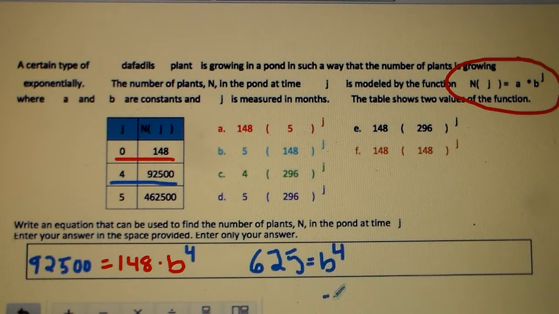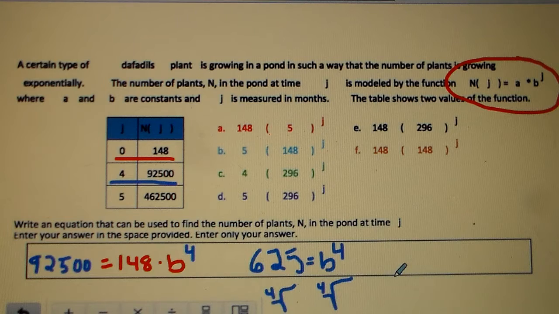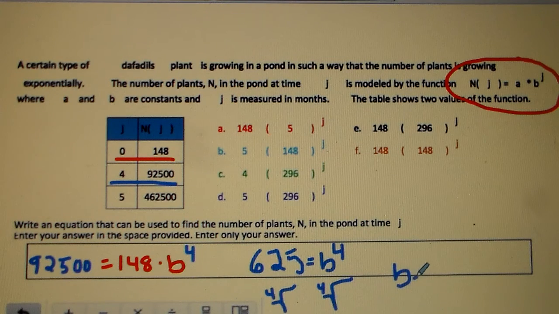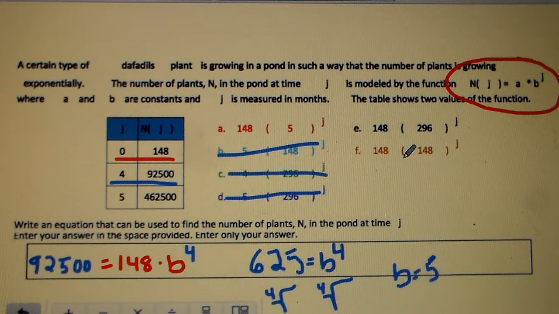The opposite of b to the 4th power is the 4th root. So we got to do the 4th root to both sides. So 4, math, x square root, parentheses, 625, close parentheses, you're going to get 5. So b equals 5 because we took the 4th root of 625. So we're going to get 148 with b with a 5 there, so our answer is A for this one also.